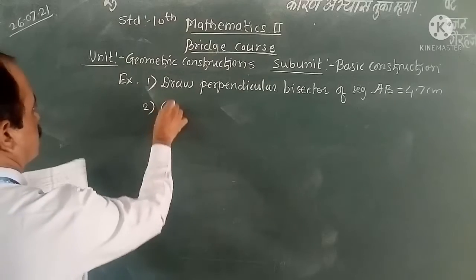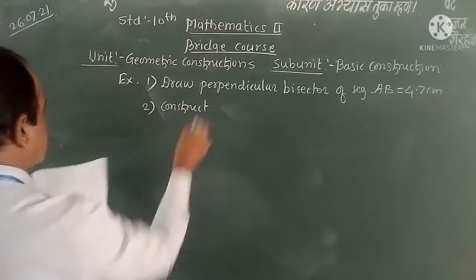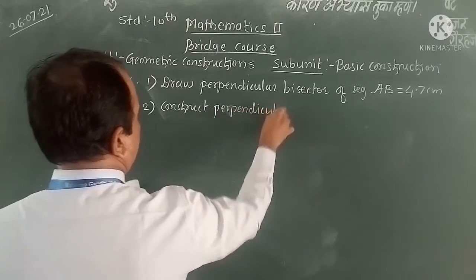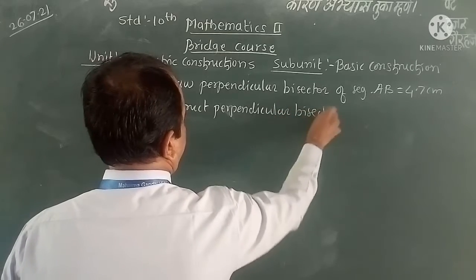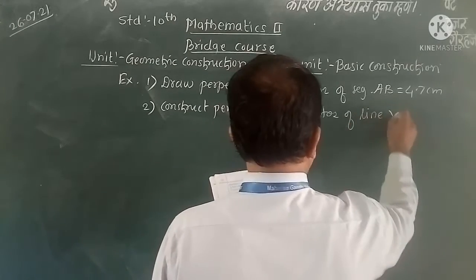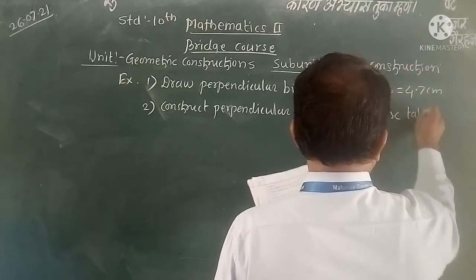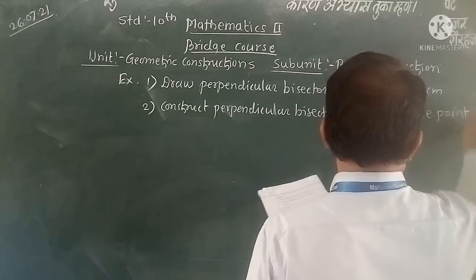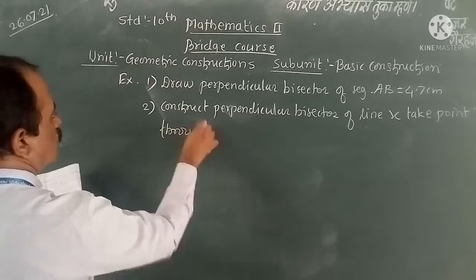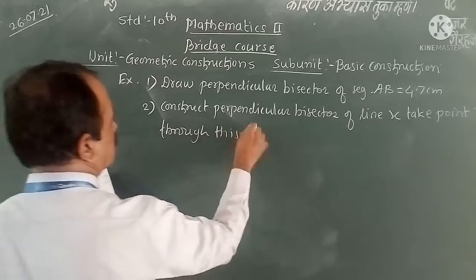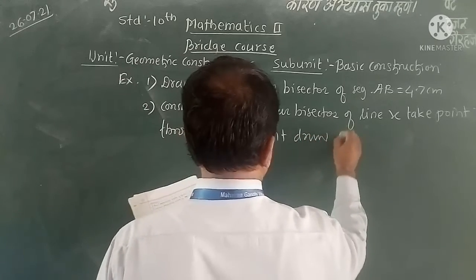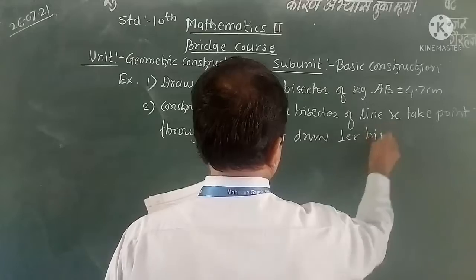Second, construct perpendicular bisector of line X. Take point P. Through this point, draw perpendicular bisector.